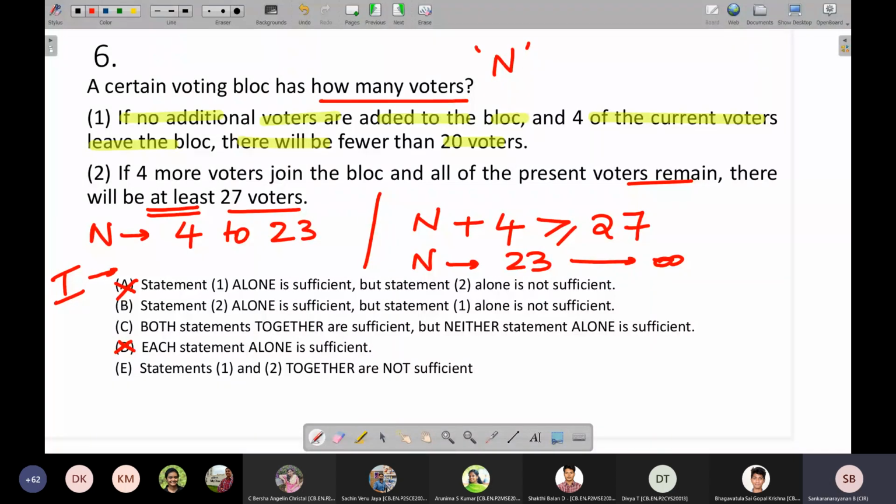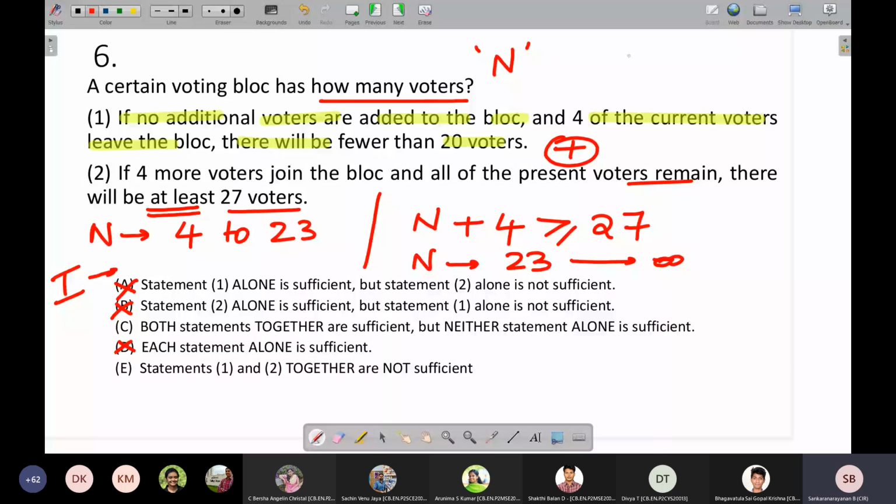Now the next step, you combine statement 1 and statement 2 inputs together. Got it? So when you combine 1 and 2 together, yes, it is possible to get a unique value associated with the number of voters. Can you tell me how much it is?